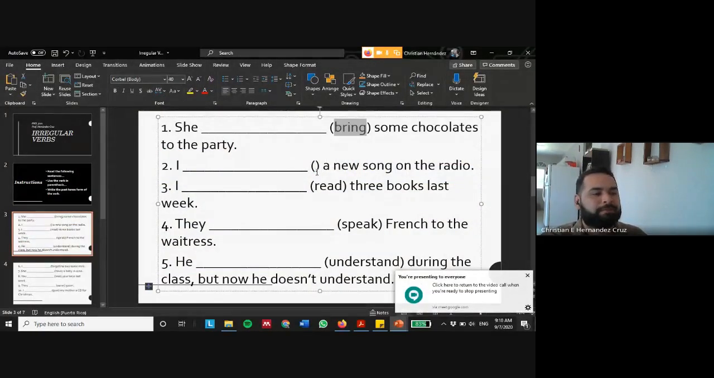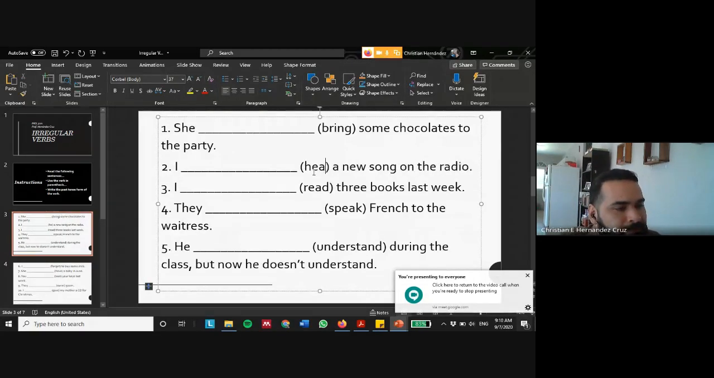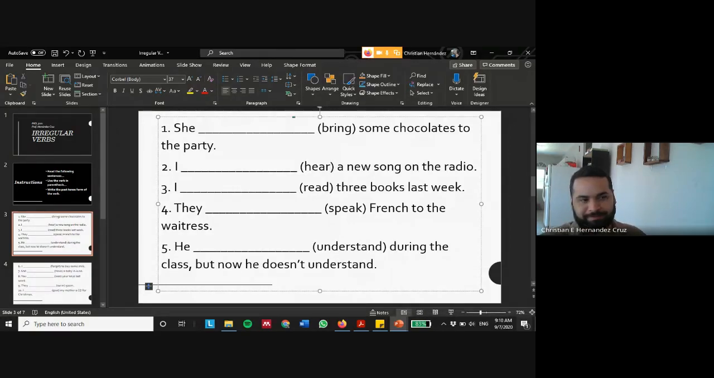Number 2, I forgot I had to add a verb here. I hear a new song on the radio. And this one does "heard." All right, very good. I think that was Jose again. And actually, this one, it doesn't sound like an irregular verb because all we did was add D to the end, but it is in the list of irregular verbs. So we're just going to follow that list. Number 3, I read 3 books last week. How do we put "read" in the past tense?